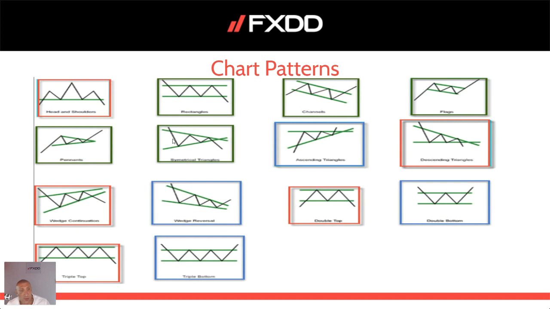Symmetrical triangles, similar to all these patterns that can move both ways. On symmetrical triangle, you can trade up and down. When it breaks, usually it marks a form of a breakout trade. It can go anywhere, both ways.